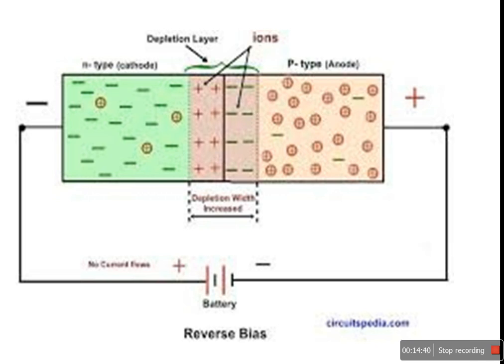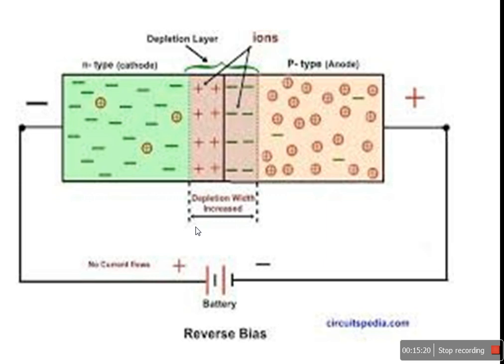Because the p-type has positive charge, the positive charge will be attracted towards the battery terminals. So some positive charge will go to the battery terminal, and in that way the depletion region width will increase. Here also I have negative charge. This negative charge will go to this point, and this negative charge will go to this point. In this way the depletion region width will increase.